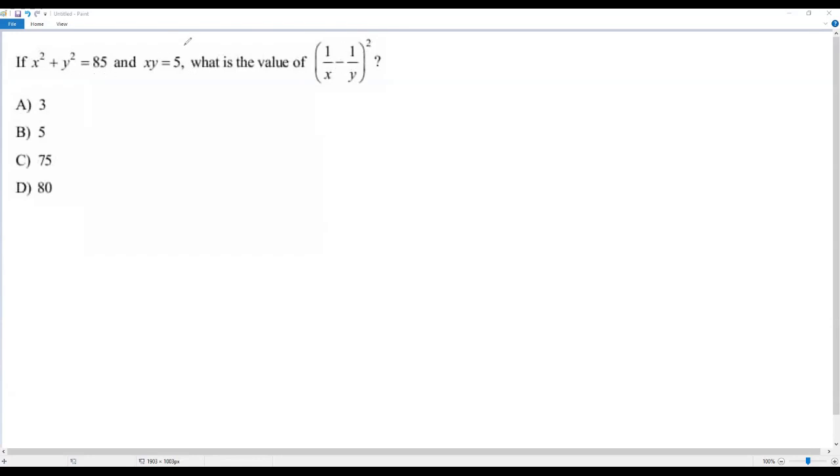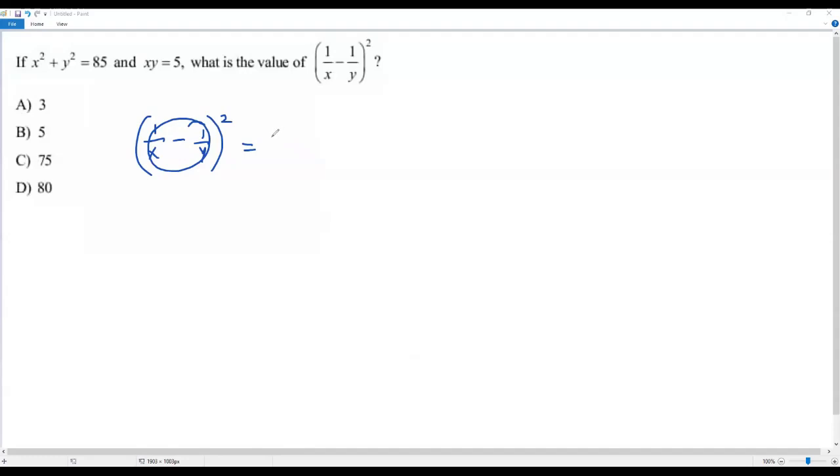Okay, using this information, we have to evaluate the value of this expression, (1 over x minus 1 over y) the whole squared. Now let me take this expression as it is. Here I'm going to simplify the expression inside the parentheses. Here we have subtraction of two fractions.